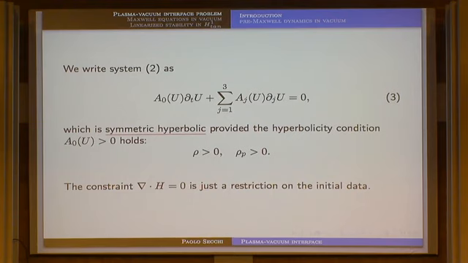So we have one special direction, the time, because the coefficient here is strictly positive, so the system becomes hyperbolic in the time direction. Okay, as I said before, the constraint that H has to be solenoidal can be seen just as a restriction on the initial data, and we don't put it in the system. It is only a condition on the initial data.